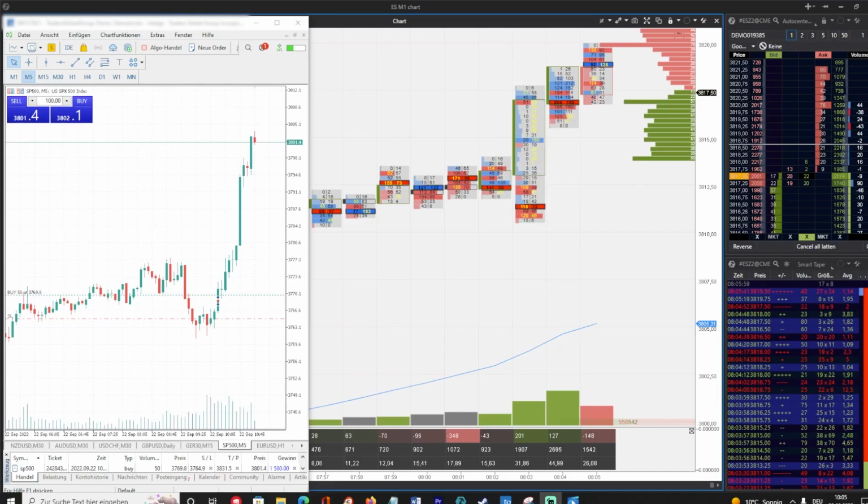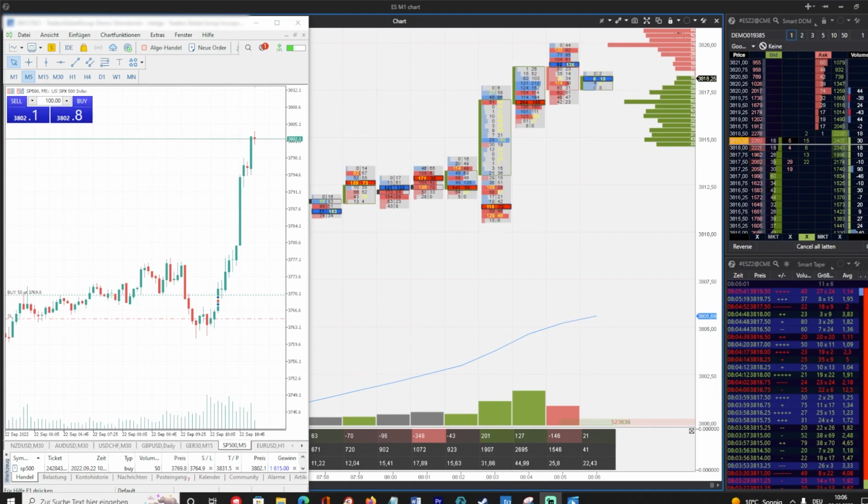In this video, you will learn how you can find nice spots for potential reversal trades with the footprint chart.